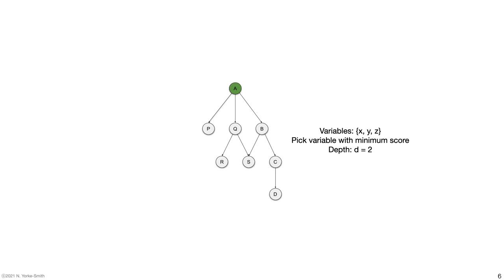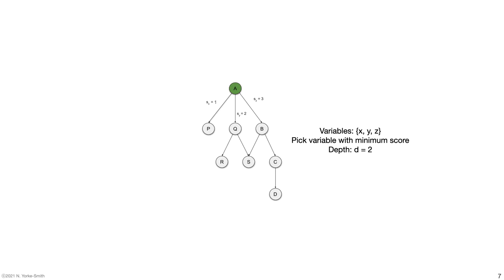Let's go through the idea. So here again is our search tree. For the sake of argument, suppose there are 3 variables, x, y, and z, and we're going to pick the variable with a minimum score. So we have a score function from our input default heuristic, say smallest. And we want to look ahead in this example a depth of 2, d equals 2. Okay, so we're at node A in the search tree.